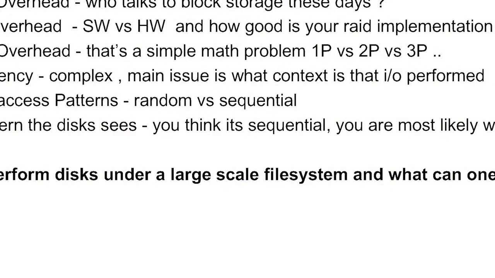Then application access patterns always matter too, random versus sequential. Actually, this is slightly overrated in some terms, depending on how great your cache capabilities are, but I'll talk a little bit more about that later. And then the thing that is actually the most important is the access patterns that the disks see. It doesn't really matter what your application does on the top. If you read sequential or read random, that doesn't necessarily mean that your disk actually sees random or sequential access.